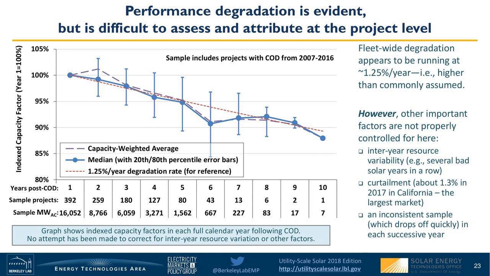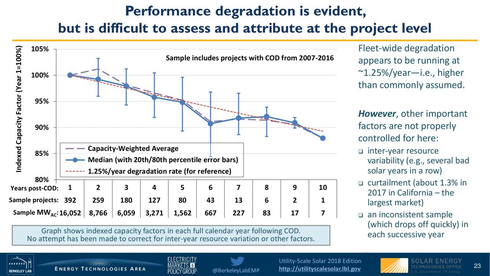That said, there are a number of important caveats to note, the largest and most important of which is that we have made no attempt yet to weather correct the data for interannual variability in the strength of the solar resource at each site. So it could very well be that some of this apparent degradation is simply reflecting several consecutive summers or years of below normal insolation in the Southwest, for example.